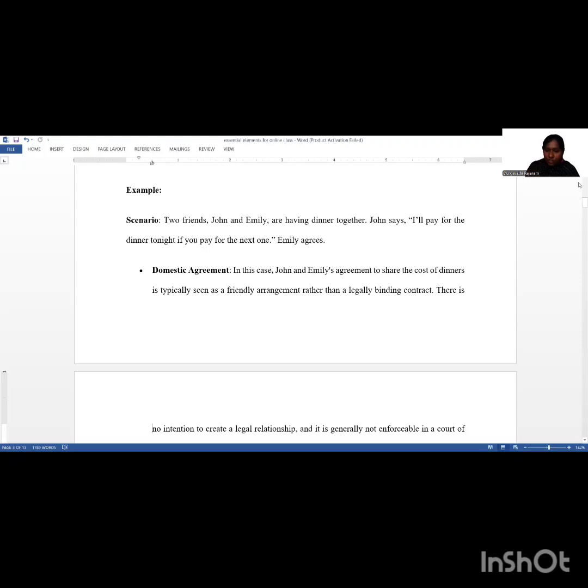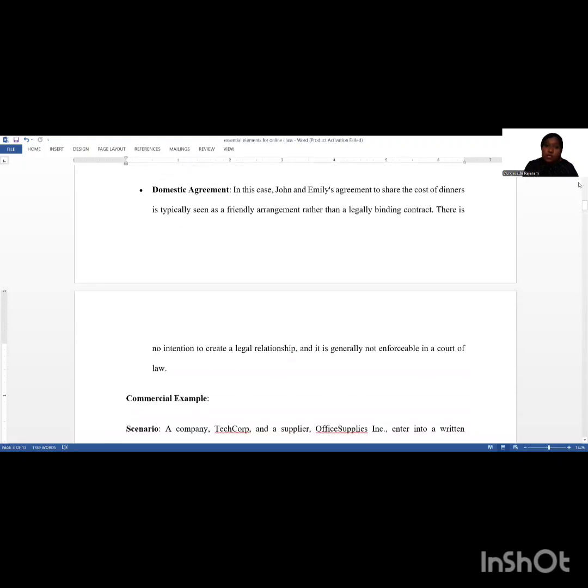If you're not paying for the food eaten today, and you're not paying tomorrow, I'll be filing a case against you. That is not going to happen. It's happening in a very friendly arrangement. So John and Emily's agreement to share the cost of dinners is typically seen as a friendly arrangement rather than a legally binding contract. There is no intention to create a legal relationship, and it is generally not enforceable in a court of law.